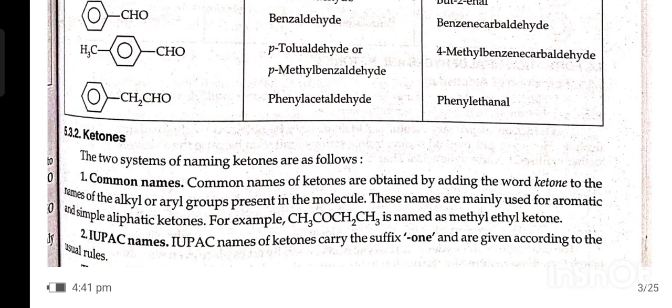Ketones. The two systems of naming ketones are as follows. First, common names. Common names of ketones are obtained by adding the word ketone to the name of the alkyl or aryl group present in the molecule. These names are mainly used for aromatic and simple aliphatic ketones. For example, CH3 C double bond O CH2 CH3 is named methyl ethyl ketone.